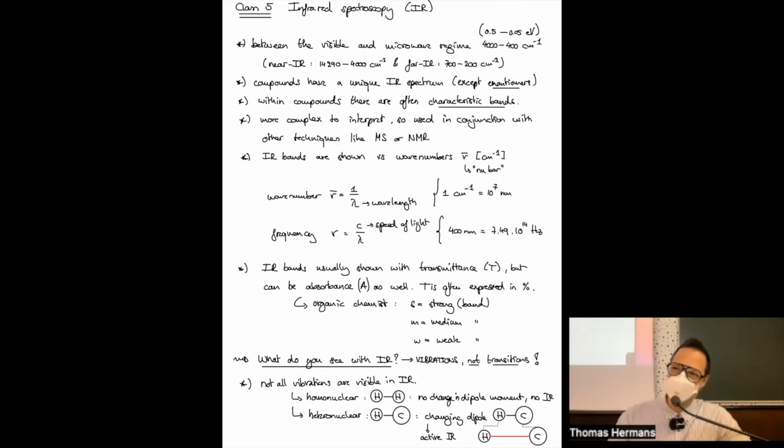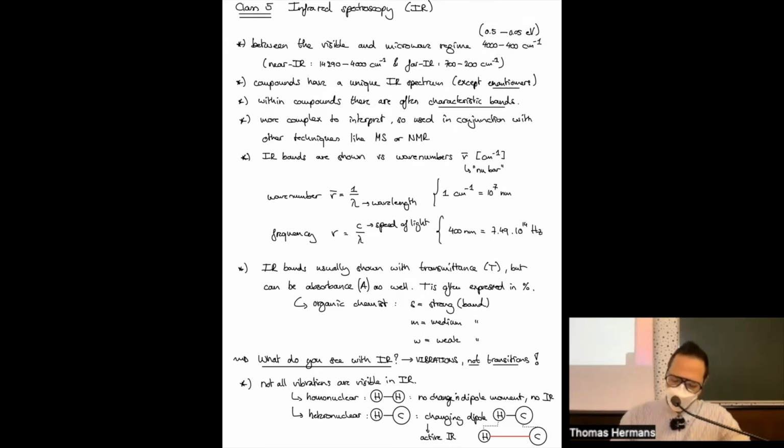So you see that each field of spectroscopy uses their own units, which seems weird, but it makes sense. It will make sense later. If we convert this to electron volts, it's 0.5 to 0.05 electron volts. So remember, if you look at electronic transitions, it's more in several electron volts. So we are an order of magnitude lower in energy here as compared to UV-vis.